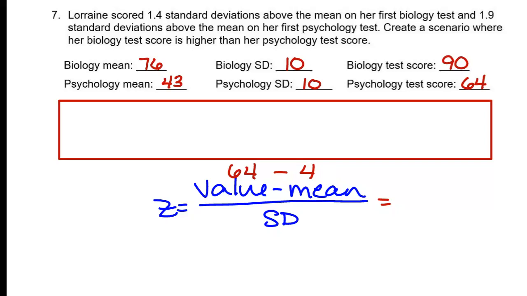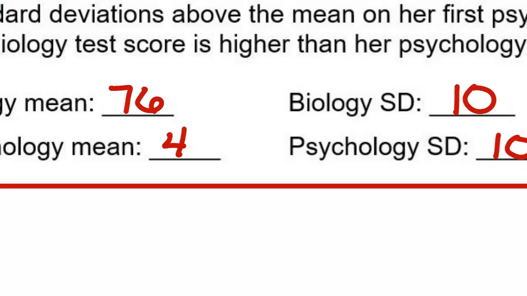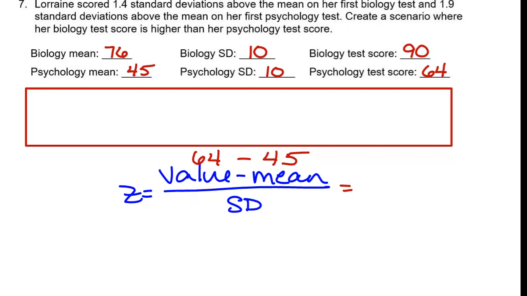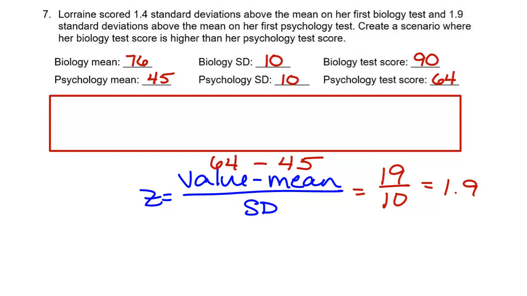Okay, so help me change this number. 45. When we do 64 minus 45, what do we get? 19. Over our standard deviation of 10, comes out to be a 1.9. Cool. She got a substantially lower score, but she's more standard deviations above the mean.